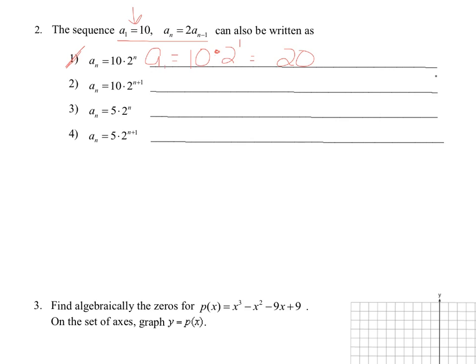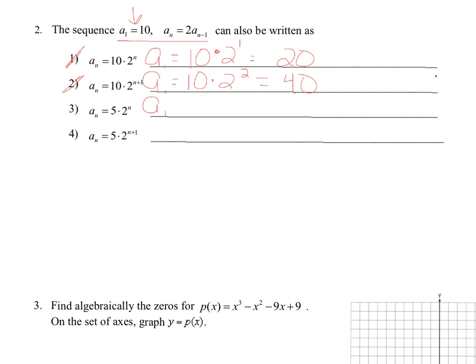And I already have my reason why written next to it. So checking the next one, a sub n equals 10 times 2 to the n plus 1, so that's 2 to the second because n is 1. So 10 times 4 is 40, also not correct.